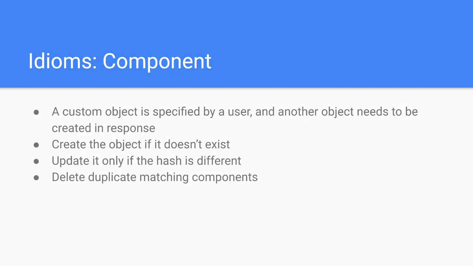And so we've encoded this in controller idioms as well so that it will handle the dirty work of creating the object if it doesn't exist, checking for changes via hashing, and then deleting duplicate objects if it's created in a way that there could be duplicates, for example. This just makes it easy to make a controller that just ensures that a bunch of stuff exists based on some input object.